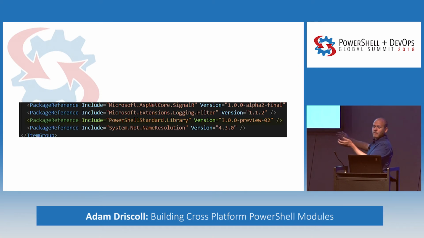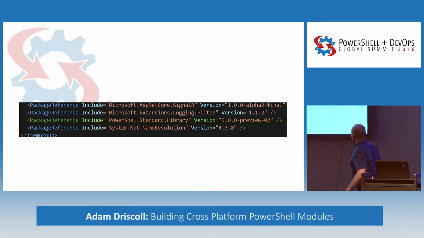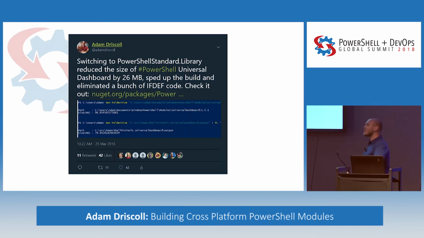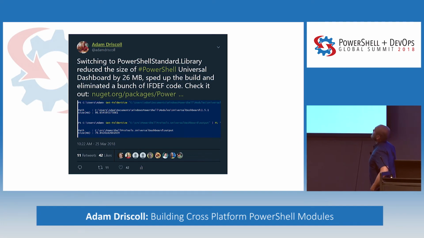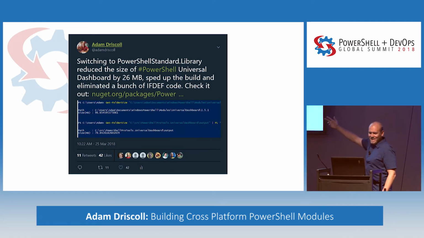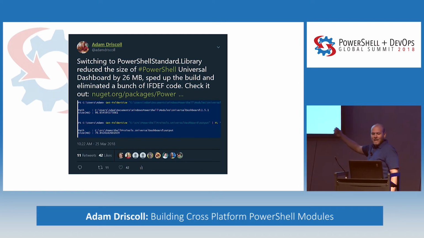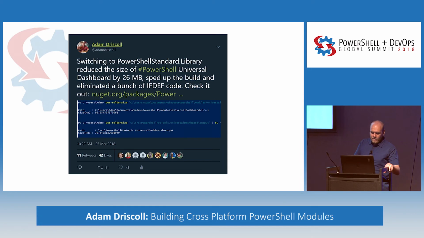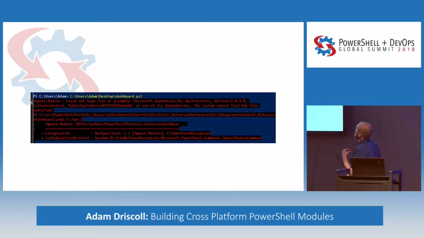But then came the PowerShell Standard Library. Only one thing, right? I was pretty stoked. So I was like, hey, everybody, check this out. It reduced it by 26 meg. It sped up my build and eliminated all this ifdef code. I was super stoked. But that was before I actually tested it.